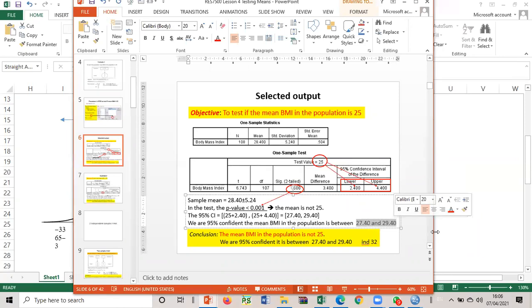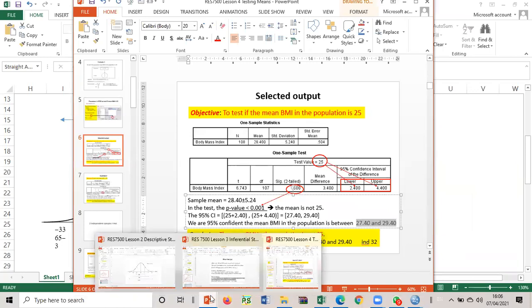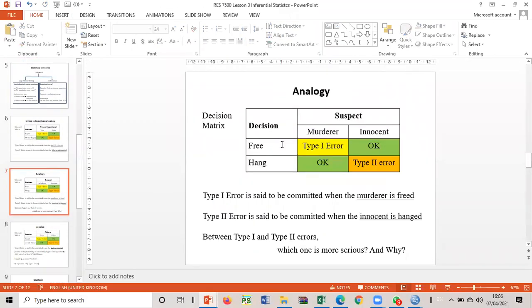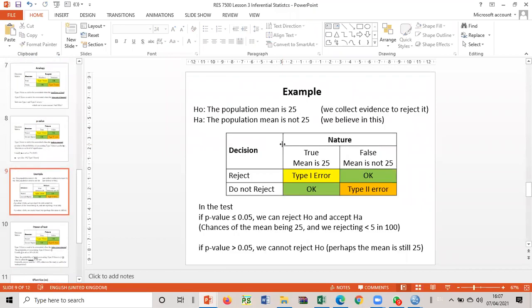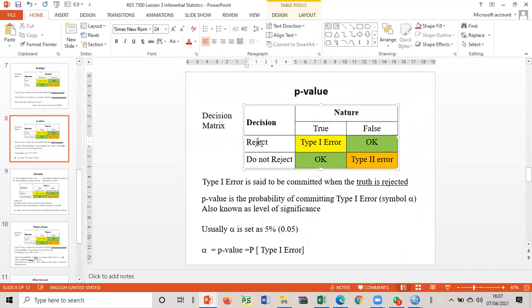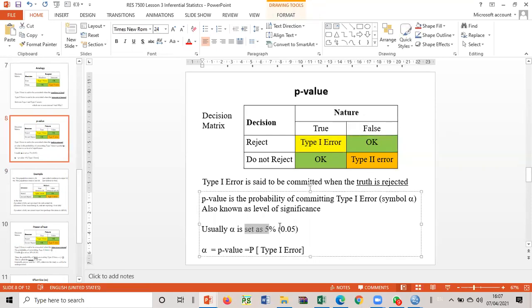Excuse me, Prof. Could you please repeat this 95% concept? Okay. Our type 1 error. Last week, we talked about type 1 error. What's type 1 error? Maybe we are taking the wrong decision, rejecting. No, it's not just a wrong decision. The null being true and rejecting it. That's type 1 error. So the probability of committing type 1 error is called the p-value. By convention, it should not be more than 5%.